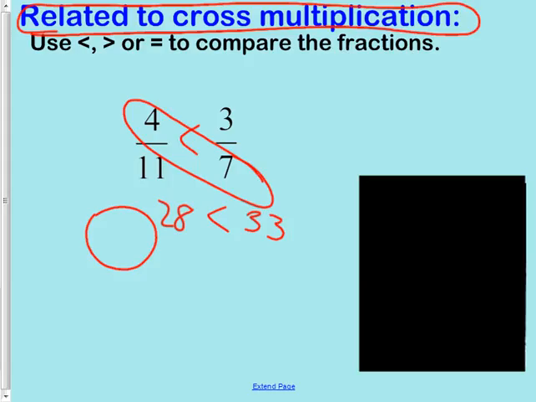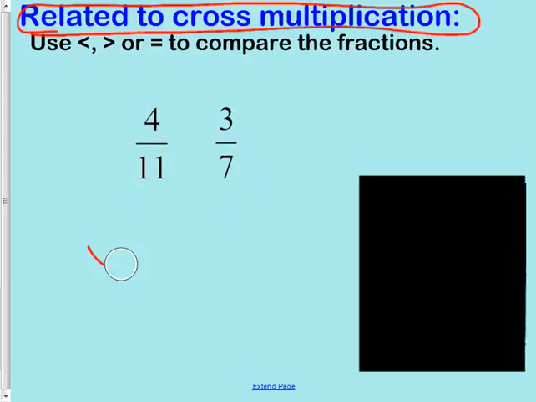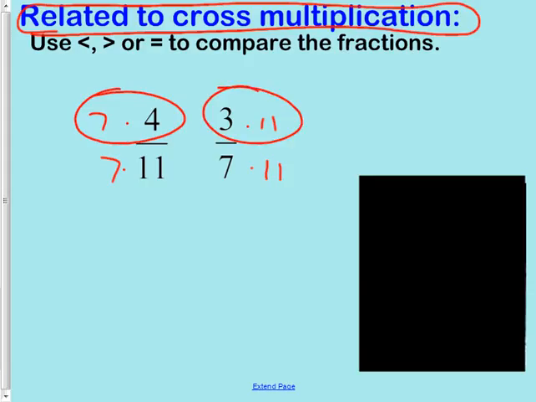Yes? Get a common denominator. All right. So, what is a good denominator for these guys? 77. So you times this by what? And that's the same on top, and times this by what? 7 is the same on top. So this is going to be 28 compared to 33. And now can you see?